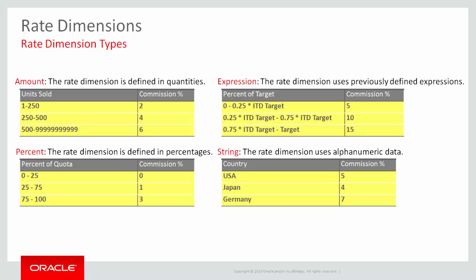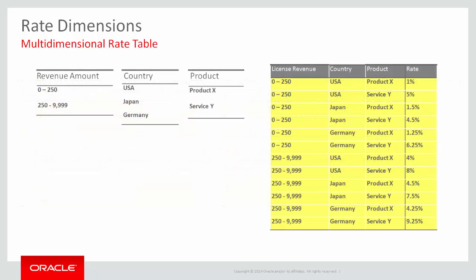And so when you're defining a rate table, it can have one or more rate dimensions, and those dimensions are either amounts, percents, expressions, or strings. And then I mentioned also, and I gave this in the example, we also support this concept of multidimensional rate tables, where maybe I have a tier of revenue amounts between 0 and 250 and 250 and above, where the countries are US, Japan, and Germany, and the products might be selling either product X or service Y. And so we can create these really complex lookup tables.